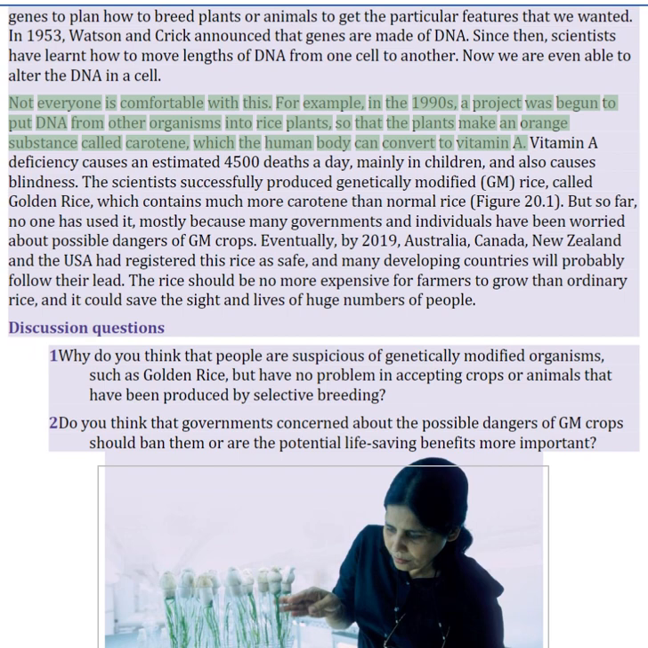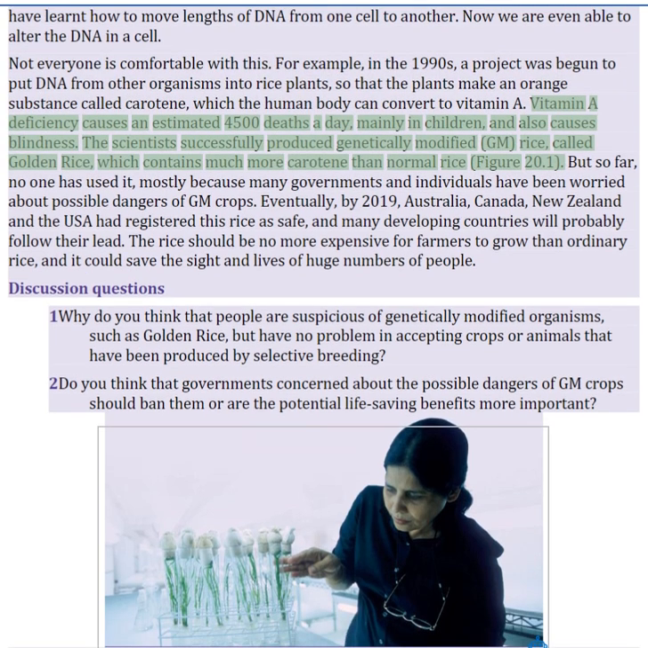For example, in the 1990s, a project was begun to put DNA from other organisms into rice plants so that the plants make an orange substance called carotene, which the human body can convert to vitamin A. Vitamin A deficiency causes an estimated 4,500 deaths a day, mainly in children, and also causes blindness. The scientists successfully produced genetically modified rice, called golden rice, which contains much more carotene than normal rice.